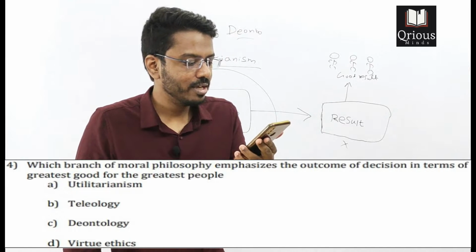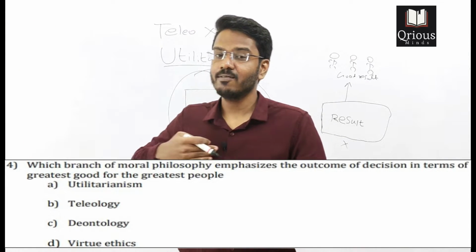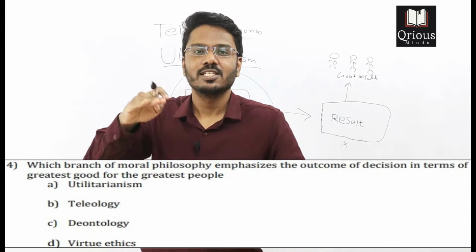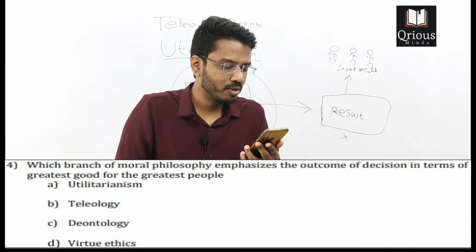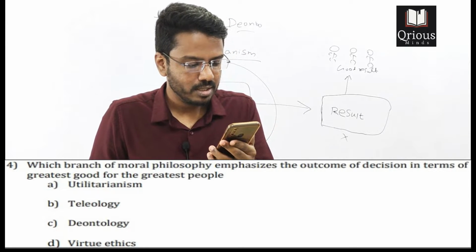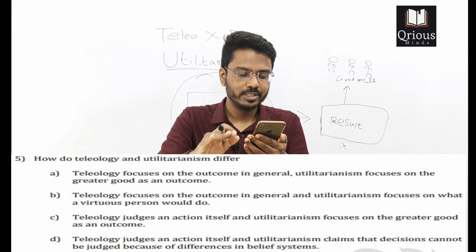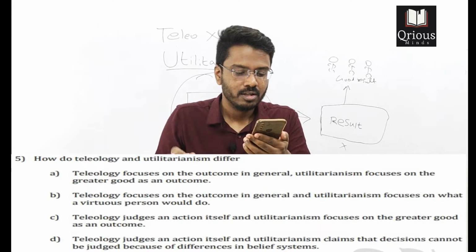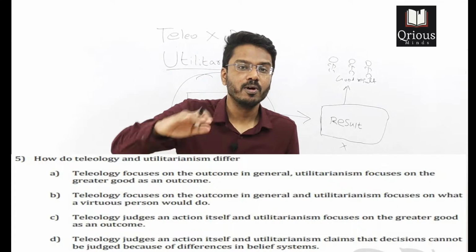Option D, virtue ethics, what a virtuous person would have done in the same circumstances. If I have taken that decision, then such a decision is ethical. And the answer to question number 4 is option A, utilitarianism. Moving on to question number 5. How do teleology and utilitarianism differ?